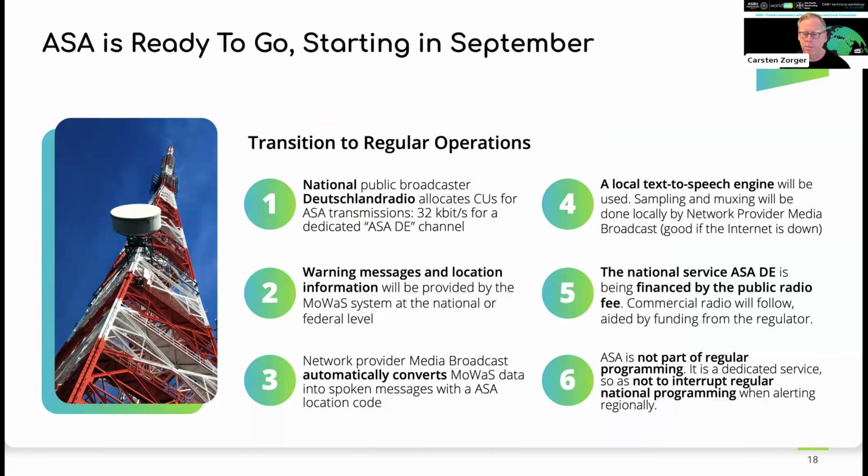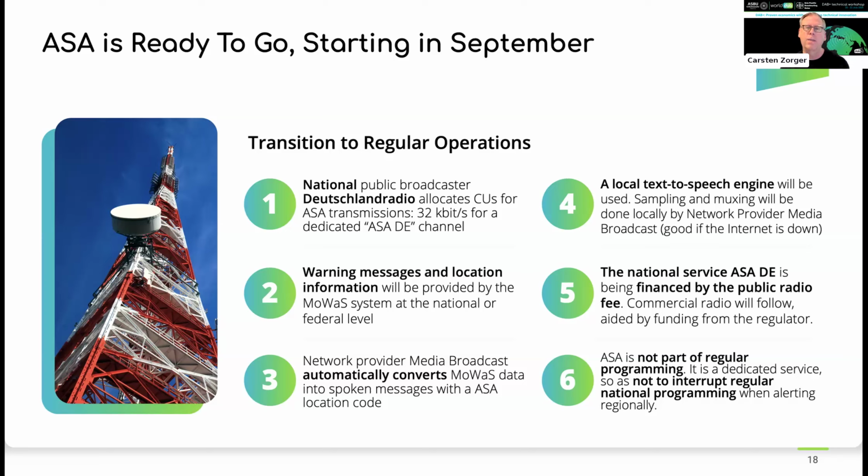This is probably the most important slide now for this day. This is our transition into regular operations. Six steps I would like to point out. First of all, I work for the national broadcaster, which is called Deutschlandradio, and we are allocating CUs for this TTS service. We call the service ASA-DE, DE for Deutschland, Germany. So it's a national channel, and it's 32 kilobit per second. And the warning messages and location information will be provided by the MOVA system of the BBK at the national or federal level, as just explained in the slide before.